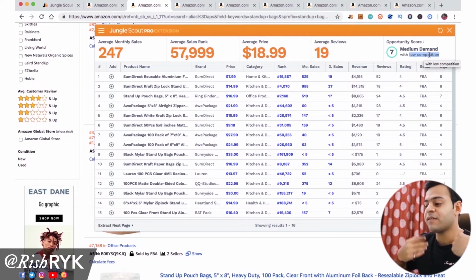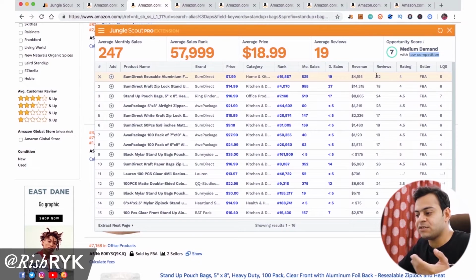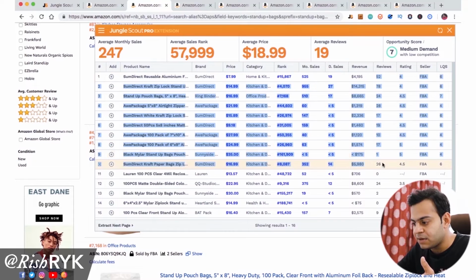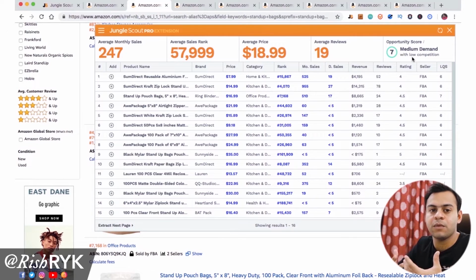But again, this is not derived by observation. You and I derived the fact that this has low competition by looking at these numbers, by looking at the review column. We did not just read that it has low competition and then discover that it has low competition.